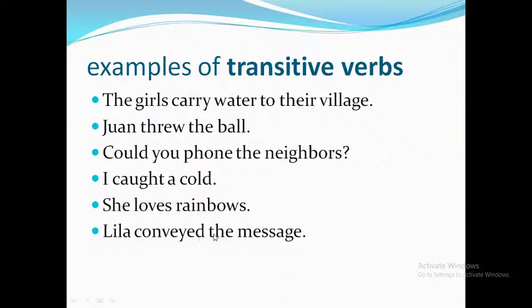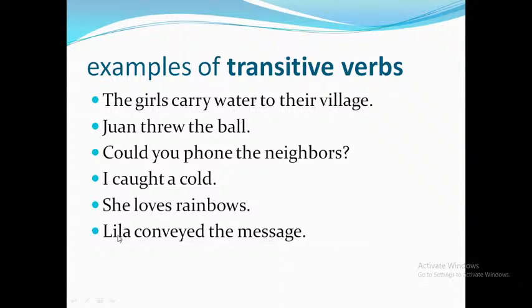Leela conveyed the message. Here Leela is the subject, conveyed is the verb, and the message is the object. So here, my dear children, just watch this one: the object, meaning what? An object is always either a noun or a pronoun.